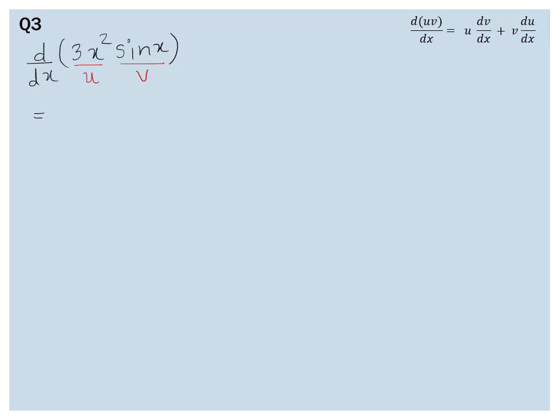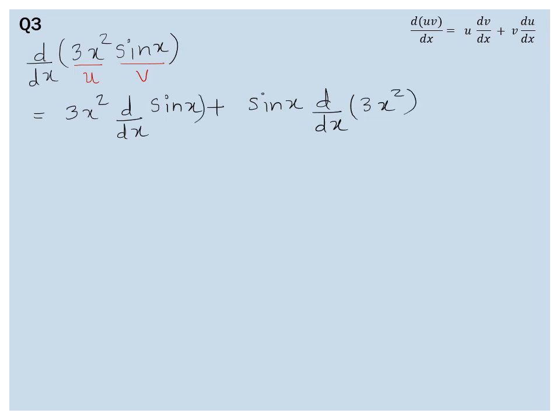Here in case of product rule, it doesn't matter which function you take as u, which function you take as v. You are going to get the same result. So using the formula on the right hand side, u, that is 3x square, into derivative of v, that is sin x, plus v, that is sin x, into derivative of u, that is 3x square.